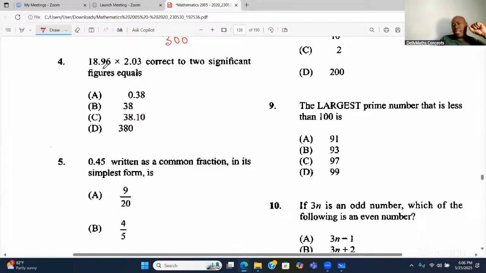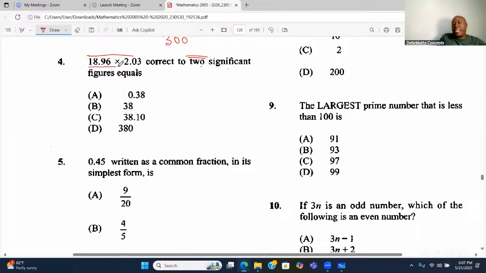18.96 times 2.03 correct to two significant figures would be what? And as you could see here, they don't want you to work this out because you're seeing that the responses are 3, 8, 3, 8, 3, 8. So you could say that it is some 3, 8 that you're going to get. So you really don't need to do it. What you're focusing on is two significant figures. So you want to make sure that you're looking at two significant figures and at the same time you're giving back value to the figure, right?